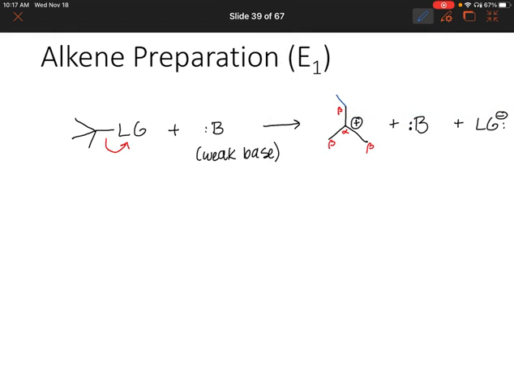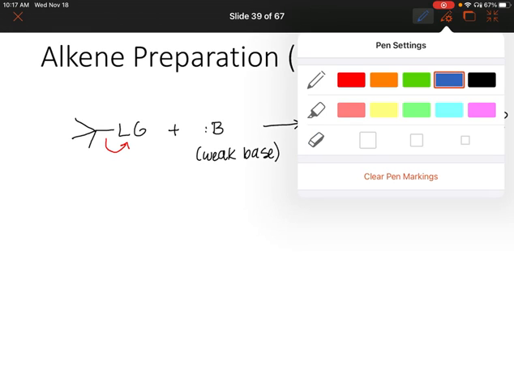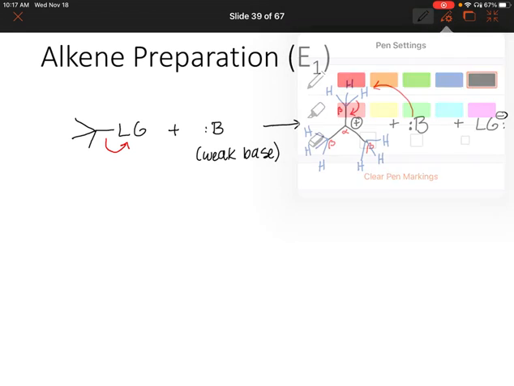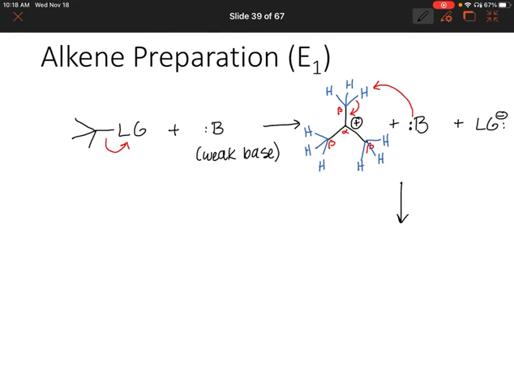So let's just draw the possible hydrogens that the base could take. So it has 9 different hydrogens that it could take. And we'll just show it taking, let's say, the one from the top here. And then that's going to create a double bond. And that's going to get rid of our positive charge on the central carbon. And the leaving group already left, so we don't have to worry about that. So for this reaction, we end up with a disubstituted alkene. We end up with our conjugate acid, and again, we have our leaving group.